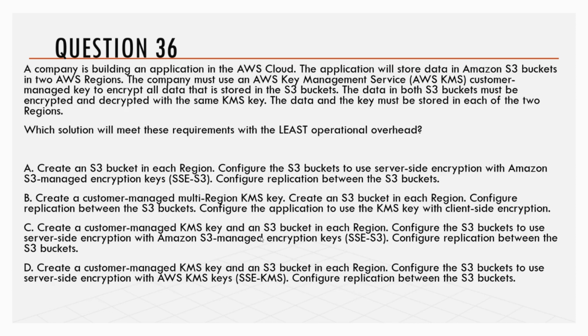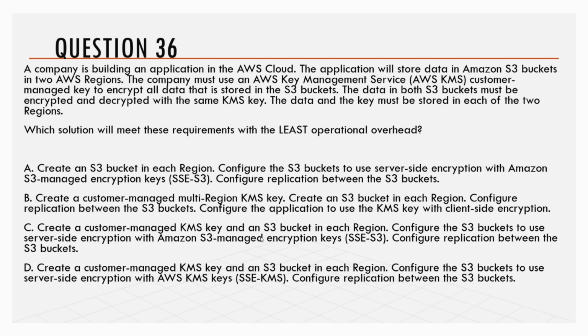Now, question number 36. A company is building an application in the AWS cloud. The application will store data in Amazon S3 buckets in two AWS regions. The company must use an AWS Key Management Service customer managed key to encrypt all data that is stored in the S3 buckets. The data in both S3 buckets must be encrypted and decrypted with the same KMS key. The data and the key must be stored in each of the two regions. Which solution will meet these requirements with the least operational overhead?